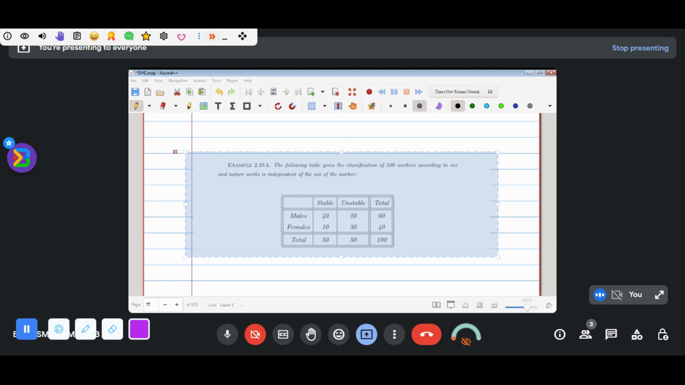Any doubt regarding the chi-square test? The chi-square test is very important for your semester exam question paper.